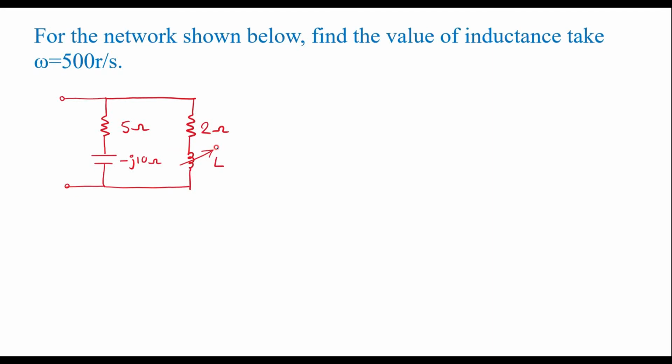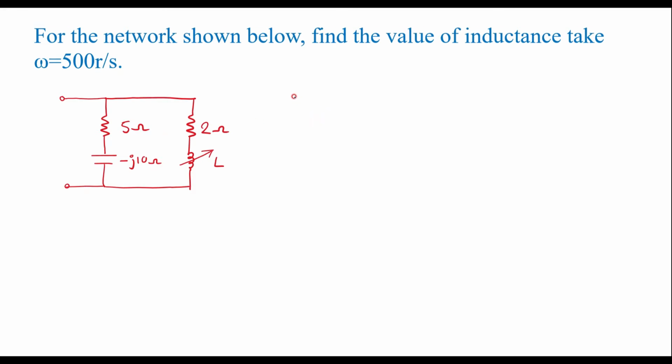Consider one example on parallel resonant circuit. For the network shown below, find the value of inductance. Take omega is equal to 500 radians per second. We can see here the parallel resonant circuit, and we know that in a parallel resonant circuit, the circuit will resonate when net susceptance of the admittance is 0.